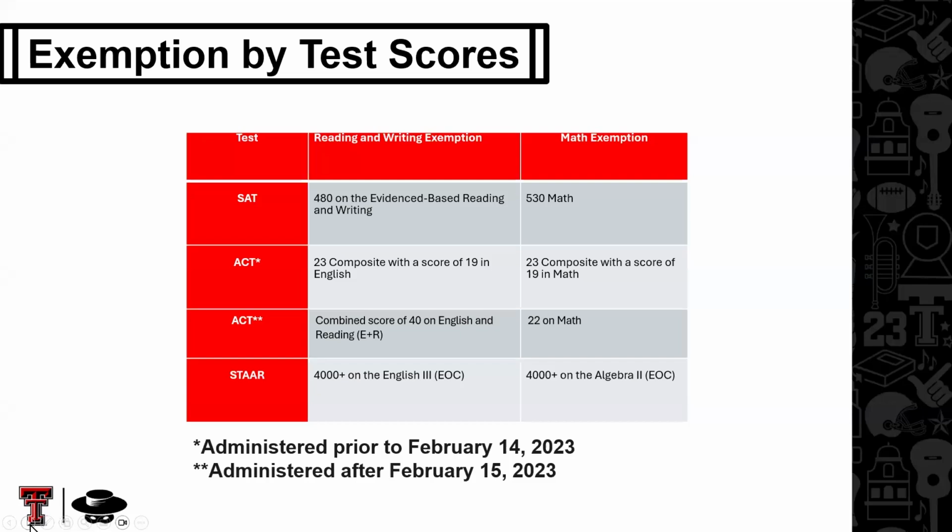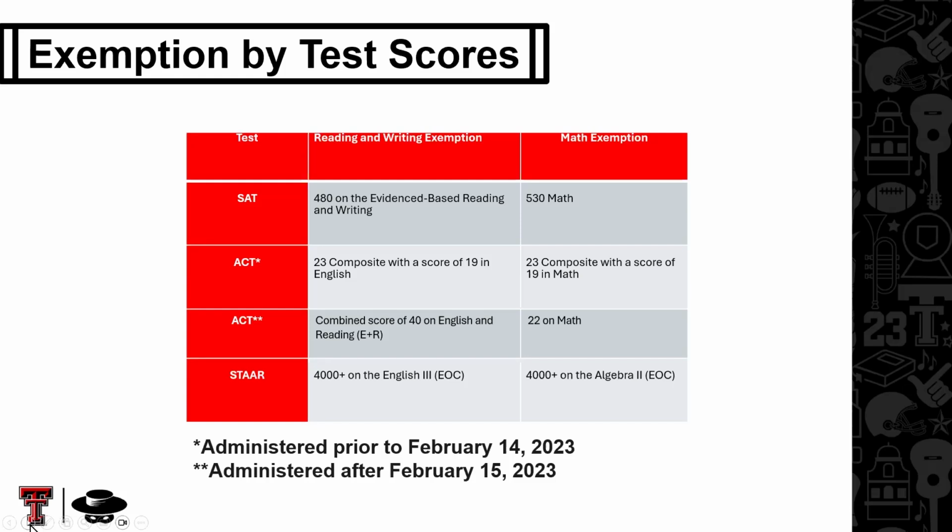And then ACT, you'll want to pay attention to that. The state changed the requirements for ACT last year. So just make sure you're paying attention to the testing dates and when the student took the test. If it was administered prior to February 14th of 2023, we're going to need a composite score of 23 with a score of 19 on English and 19 on math. And then the new one, after February 15th of 2023, it's going to be a 40 on English and reading.